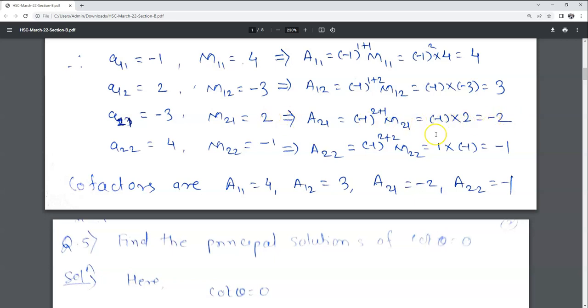So minus 2. A22 is what? Is equal to minus 1 raised to 2 plus 2 because 2 and 2. So minus 1 raised to 4 is 1. So 1 into minus 1 is equal to what? Minus 1. So the cofactors are what? A11 is equal to 4. A12 is equal to 3. A21 is equal to minus 1.